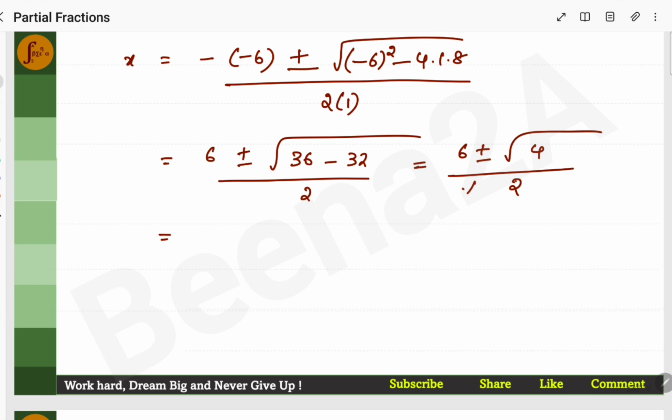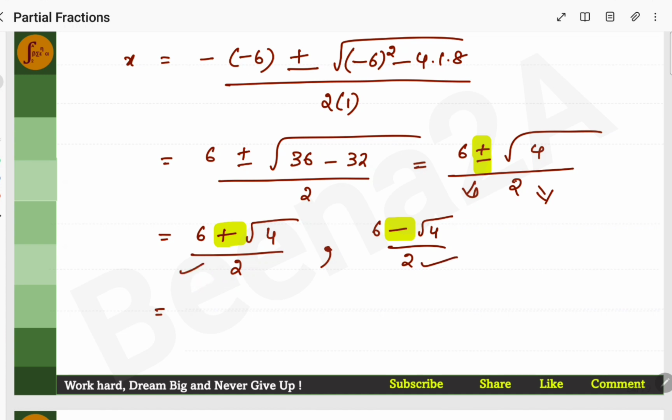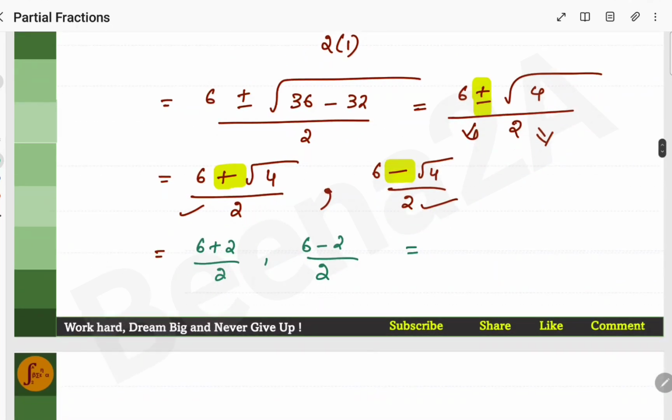Now, we'll have to split this. That is, you have to write this as 6 plus root 4 by 2 and 6 minus root 4 by 2. That is, you take this entire expression with plus and then with minus. So, now we'll get two values of x. Put a comma here. This is one value of x and this is another value of x. Root of 4 is 2, right? So, it will be 6 plus 2 by 2. This will be 6 minus 2 by 2. So, 6 plus 2 by 2 is 8 by 2. 8 by 2 is 4. 6 minus 2 is 4. 4 by 2 is 2. So, these are the two values of x.